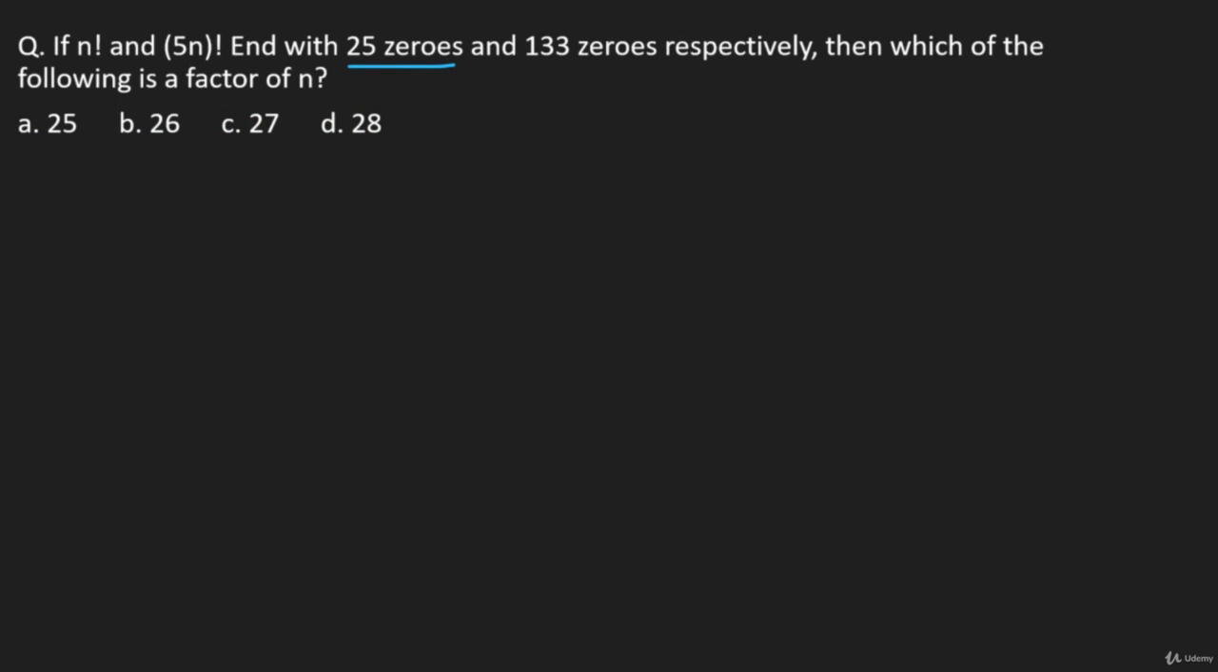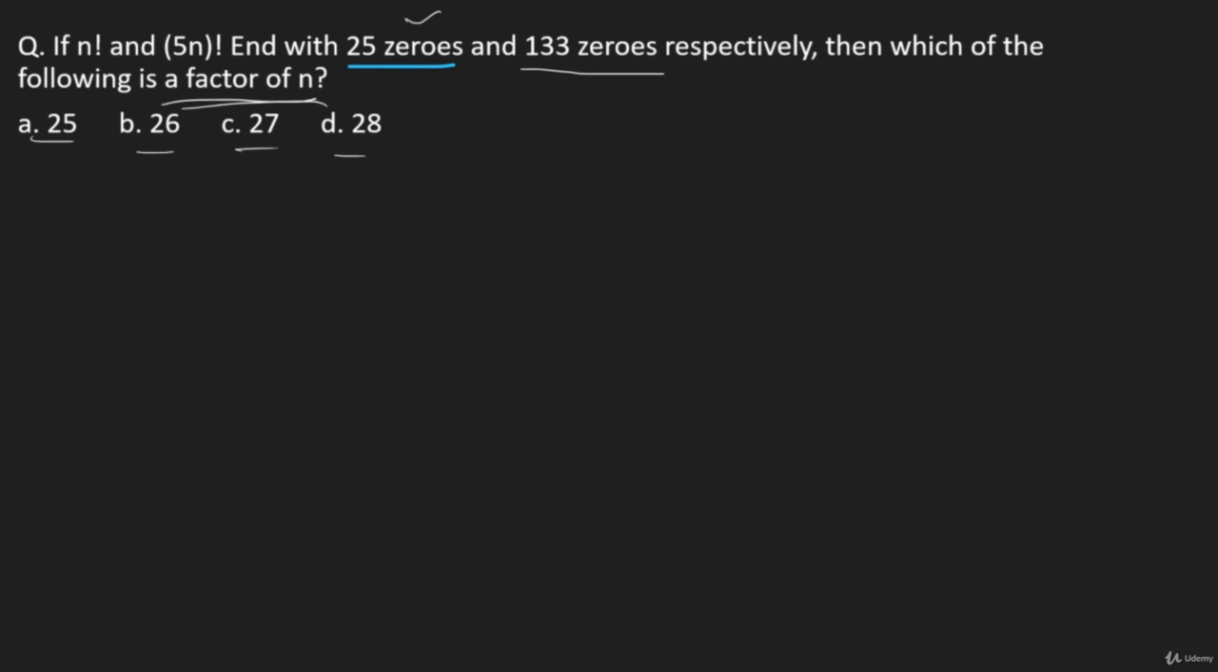Let's do this question. If n factorial and 5n factorial end with 25 zeros and 133 zeros respectively, then which of the following is a factor of n? So we are asked to find a factor of n. Alright, pause the video, give it a try, and then we'll do it together. Alright, we are back. I hope you have given it a try. Let's do it together. Over here we can see the given factors are 25, 26, 27, 28. And we need to choose one of these 4 options.